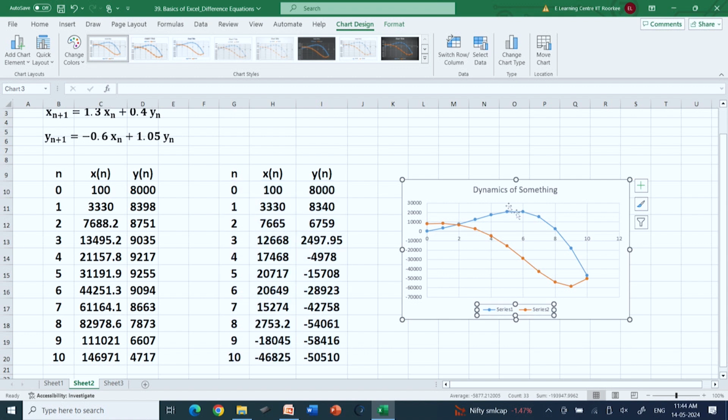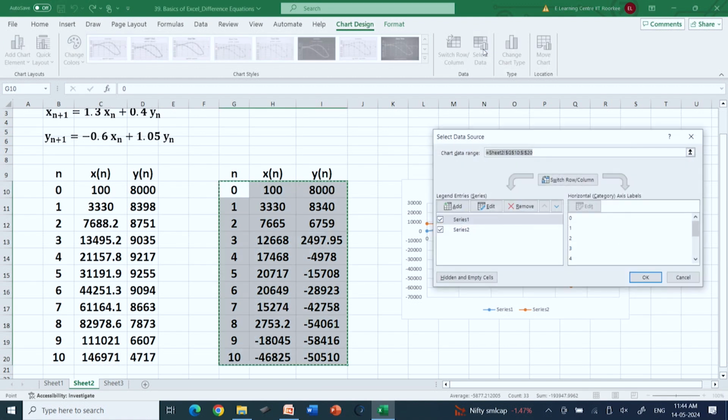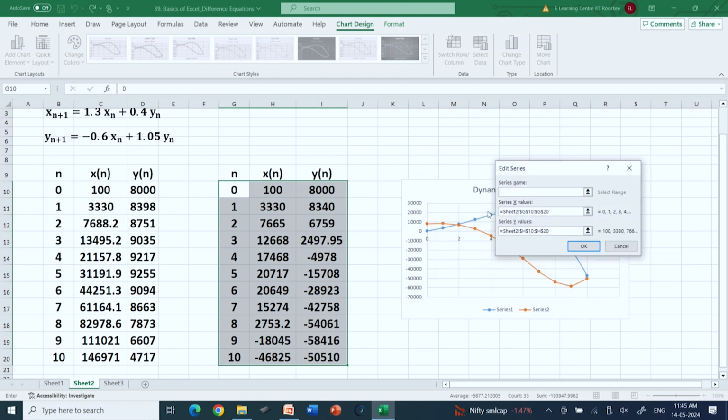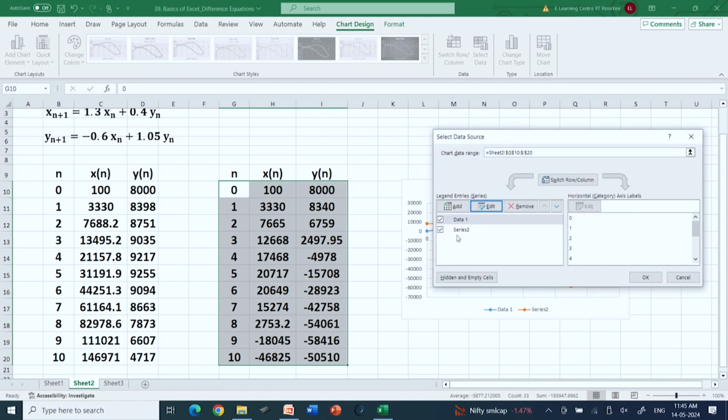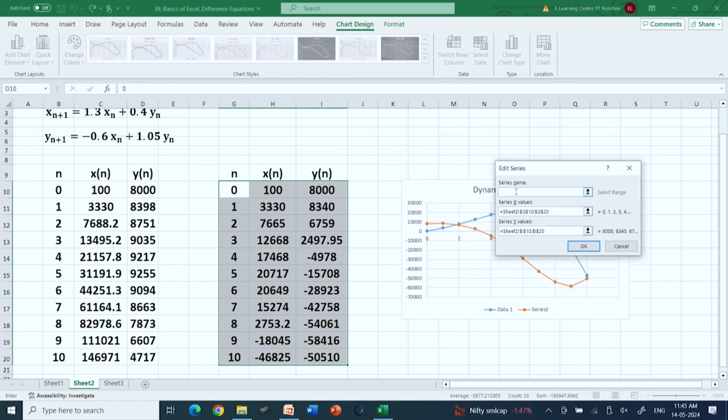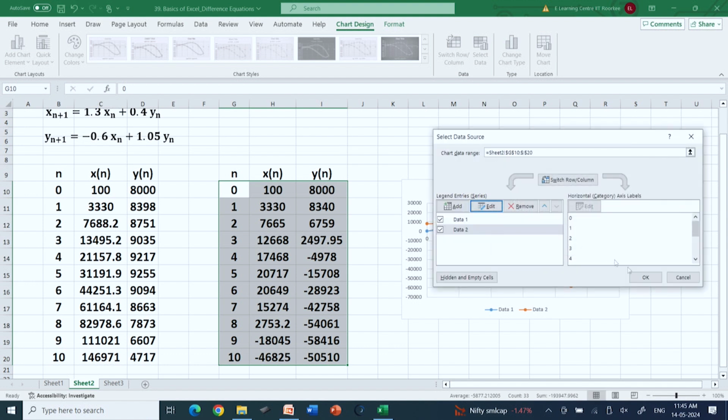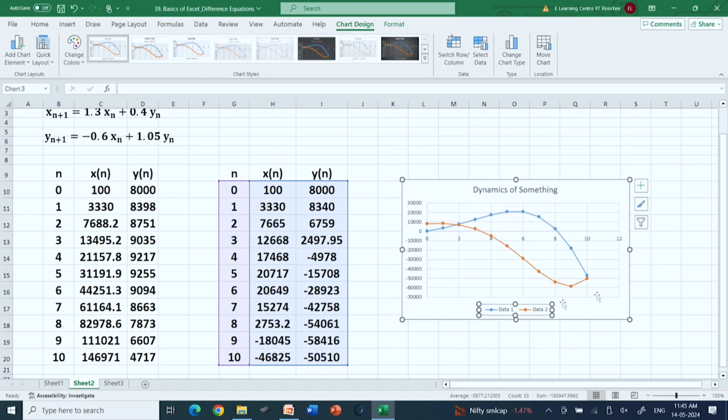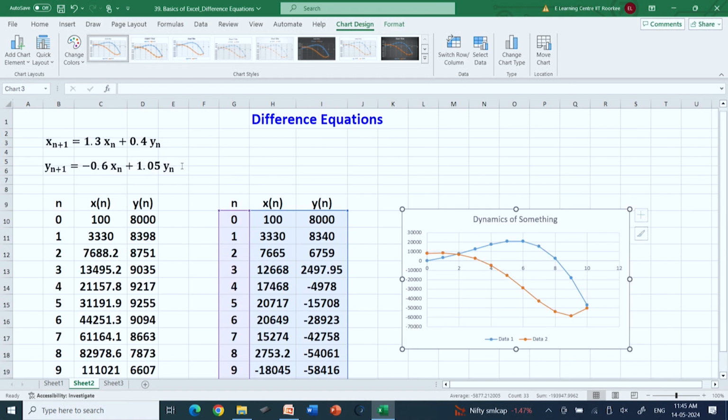And if you want to change the series, it remains the same. You go to chart design, select data, select series 1, edit, and I name it data 1, and series 2, go to edit and data 2. And you get this kind of dynamics. So, that is how you solve a difference equation consisting of two variables.